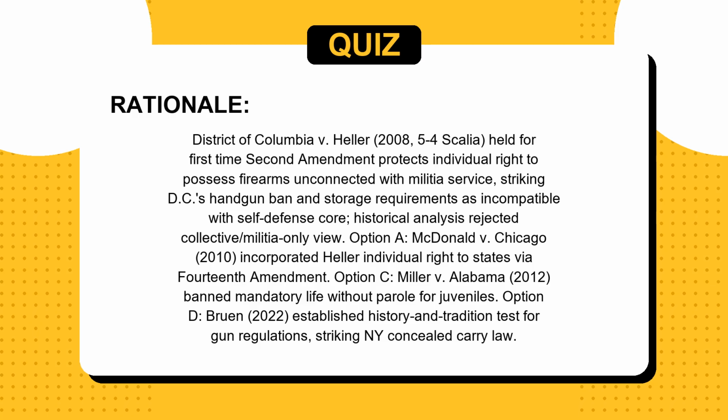Option A, McDonald v. Chicago, 2010, incorporated Heller individual right to states via 14th Amendment. Option C, Miller v. Alabama, 2012, banned mandatory life without parole for juveniles. Option D, Bruin, 2022, established history and tradition test for gun regulations, striking Newark concealed carry law.